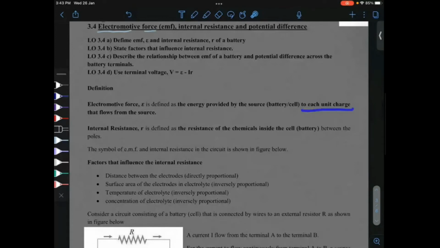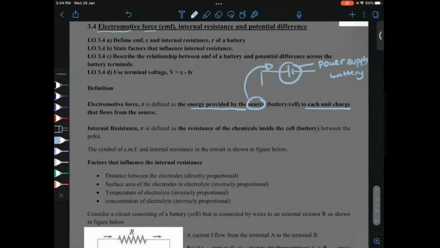To each unit charge that flow from the source. So let's say you have a circuit. Dalam circuit kamu ni kamu akan ada ini. Ini kita panggil dia sebagai power supply. Okay, dia sebenarnya adalah your battery. Okay, so the energy provided by the source, which is your battery ini, to each unit charge that flow from the source is what we call as electromotive.